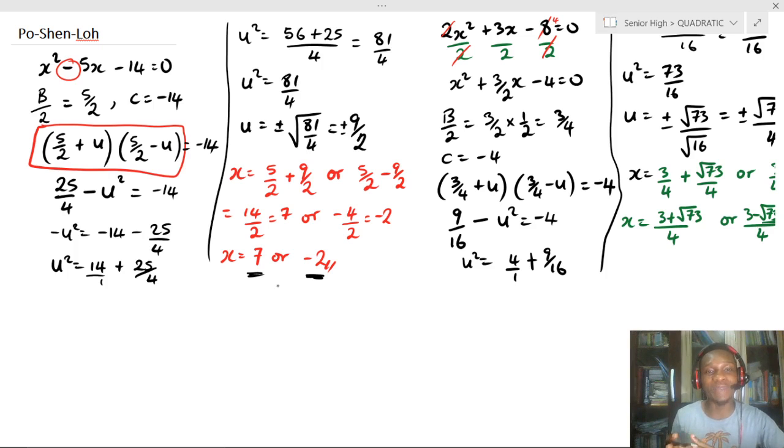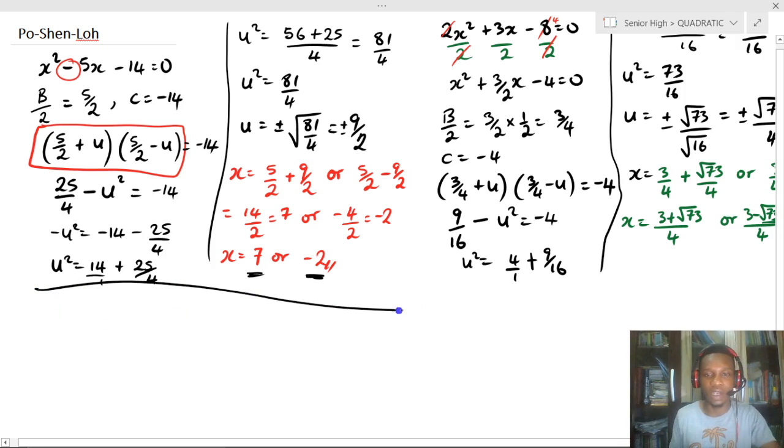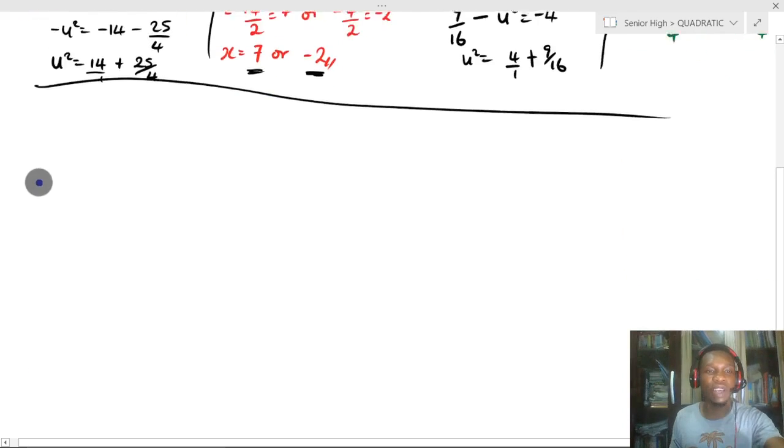I skipped an explanation on the Po-Shen Loh method, which is very direct to our understanding of how to use it to solve. So I'm coming back again to explain it and to make necessary corrections where need be. Let's start. Everything we've done here, let's pause it and refresh our memory of the basics of quadratic equations, something I shouldn't have skipped. So let's start afresh.